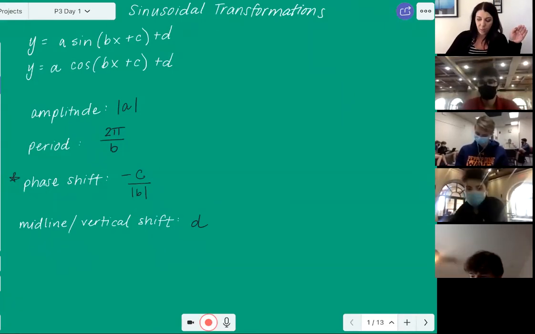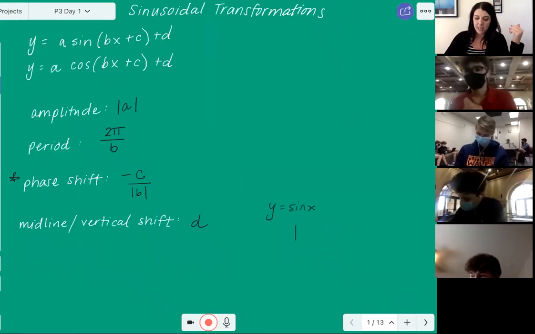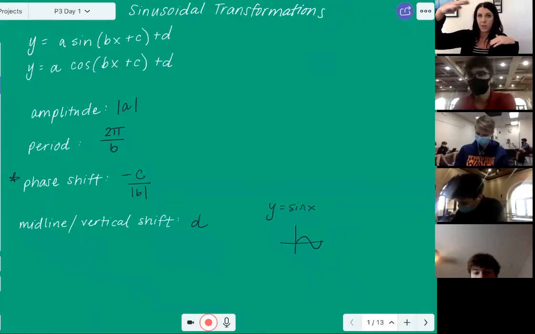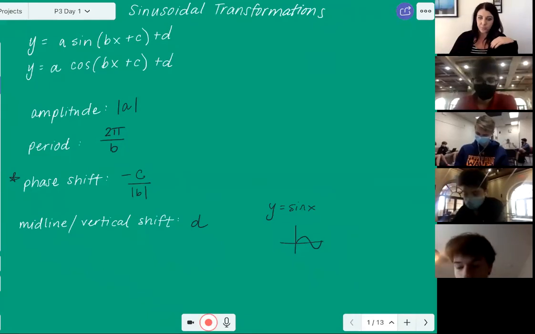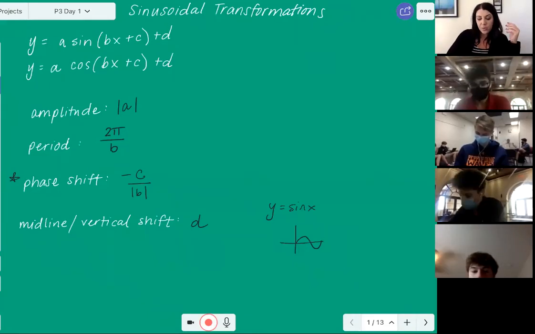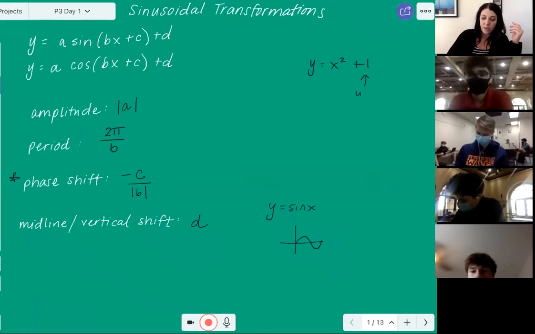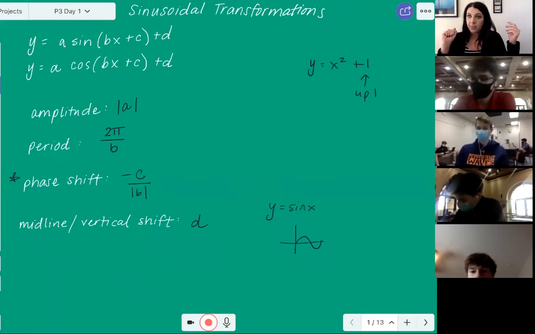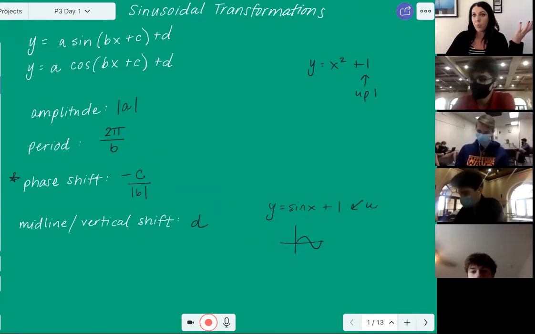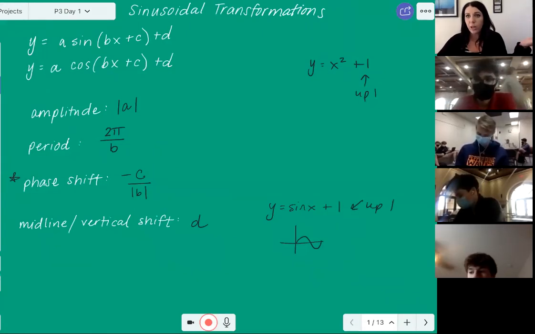So if I just gave you y equals sine x, that means the middle of that graph is at 0. So this is what sine looks like, right? It goes exactly above that x-axis as it does below. If I gave you y equals x squared plus 1, that moves up 1, right? If I gave you sine x plus 1, that moves up 1. Same rules, no matter what your functions are. It really works the same way, okay?